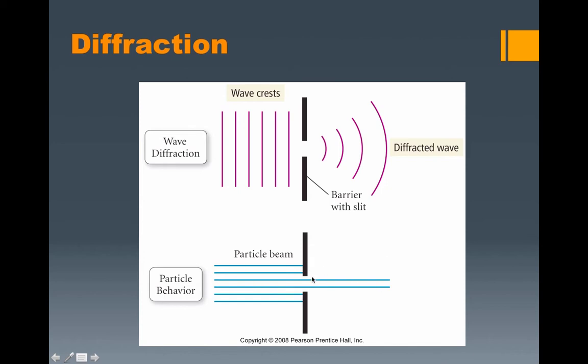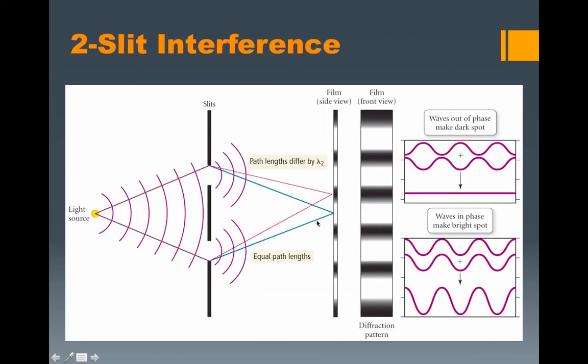Particles, on the other hand, can't do that. If you were taking, for example, a hose and shooting it at a piece of cardboard with a small hole, the water particles that are able to get through the slit will go straight through, but the rest of them are going to do nothing but fall to the bottom. They can't bend or diffract the way that waves do.